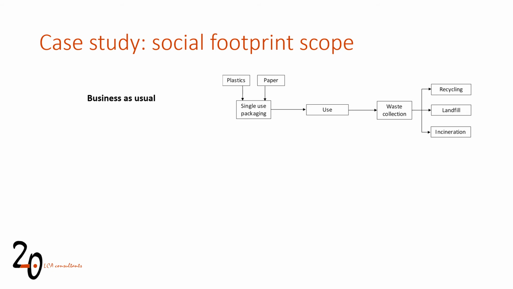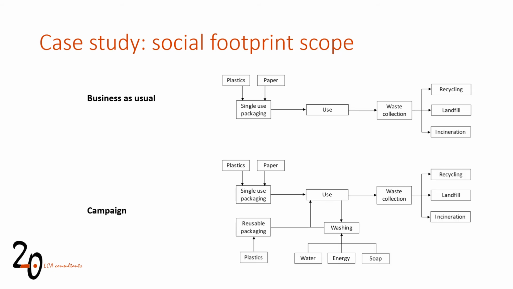In this diagram, you have the activities included in the foreground system for the business as usual scenario. Essentially, it is the life cycle of the packaging materials affected by the campaign. And in the campaign scenario, we have the same, but on top of the existing materials, we add the reusable packaging and the eventual washing of the reusable containers and bags.